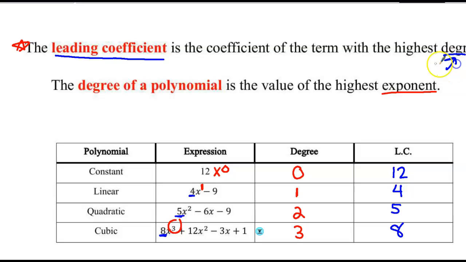This word right here is degree. I noticed that it's off the screen a little bit. All right, that says degree, the highest degree.